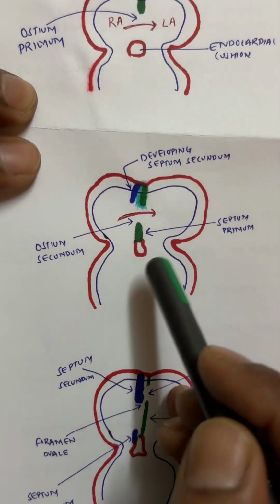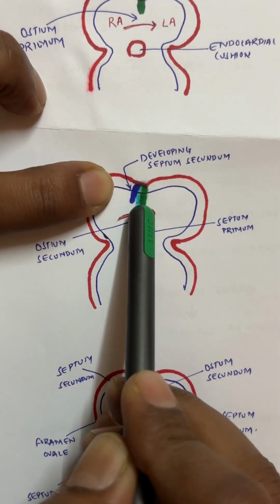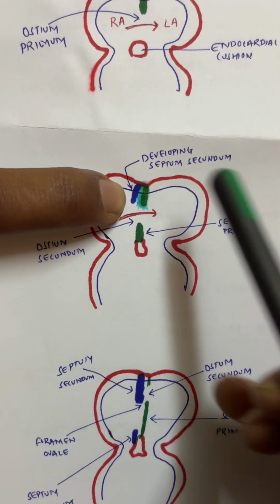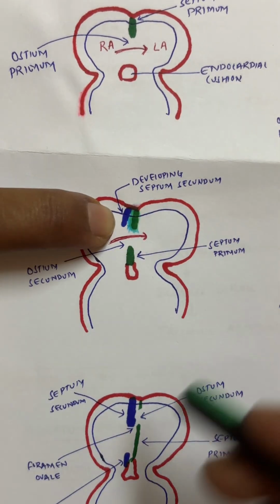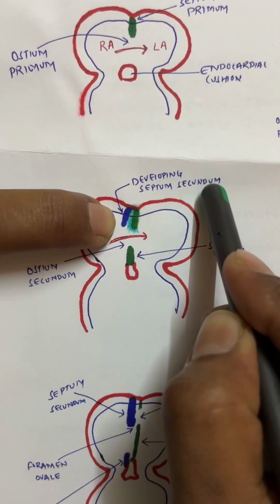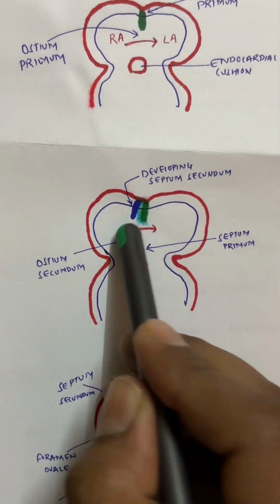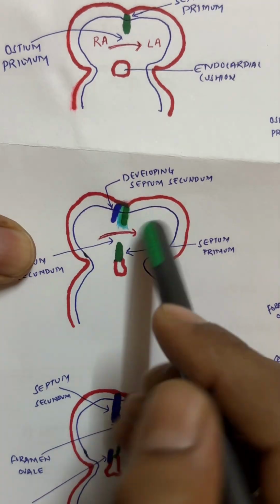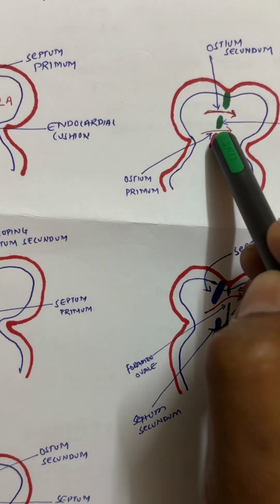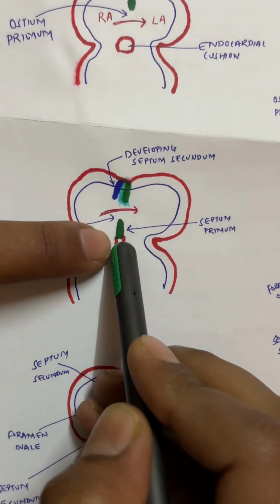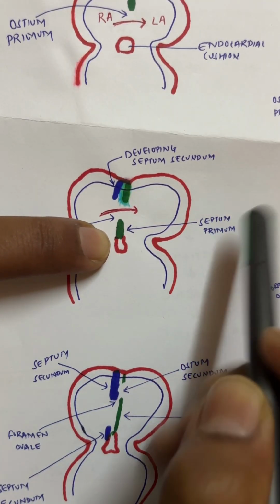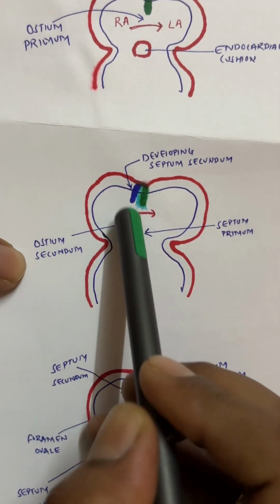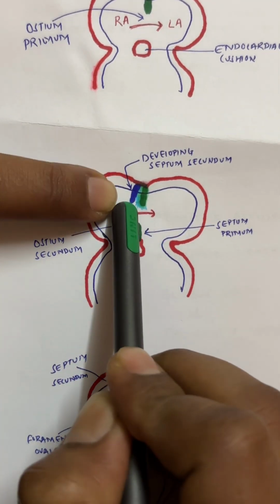Now you can see adjacent to this septum primum we have a new blue line. This is called septum secundum, because it's developing after primum, so we named it septum secundum. And the opening is the same, that is ostium secundum, which we have seen in the second figure. And this septum primum, which had not touched the endocardial cushion, has now touched the endocardial cushion. So this green both is septum primum, and the space between them is ostium secundum, and this adjacent to septum primum is septum secundum.